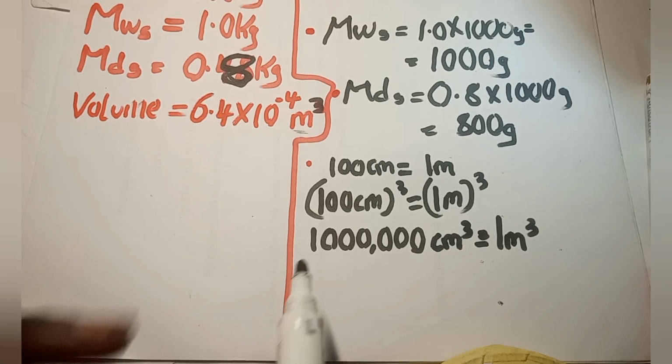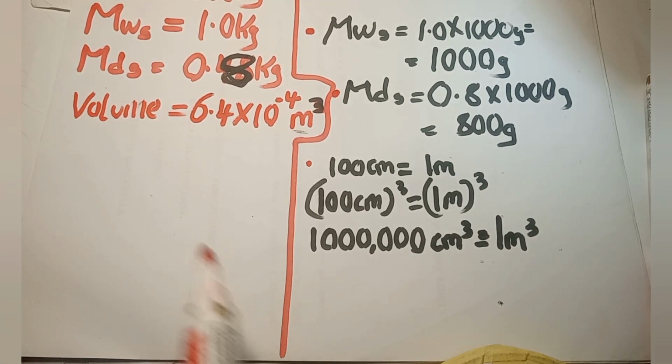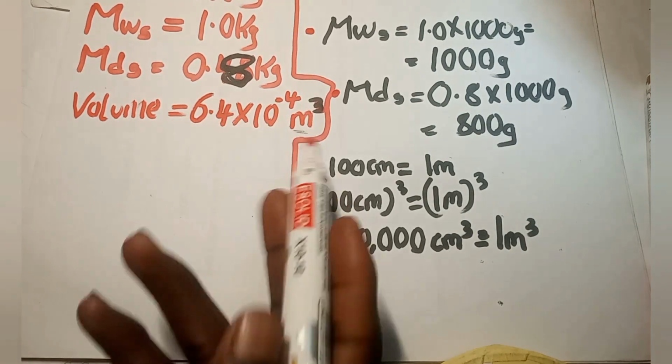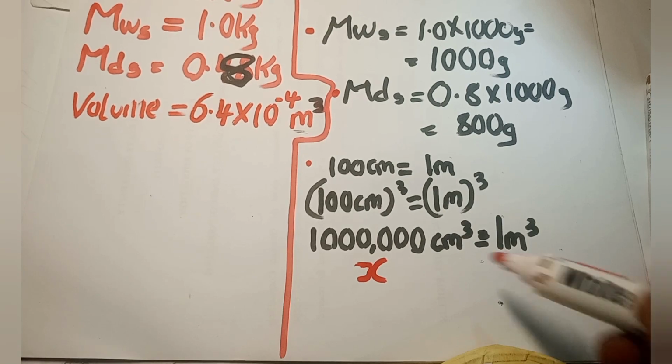So if 1 million centimeter cube gives me 1 meter cube, how many centimeter cube will I get from 6.4 times 10 raised to the power minus 4 meter cube? Let me represent that as X. So X will be equal to what?